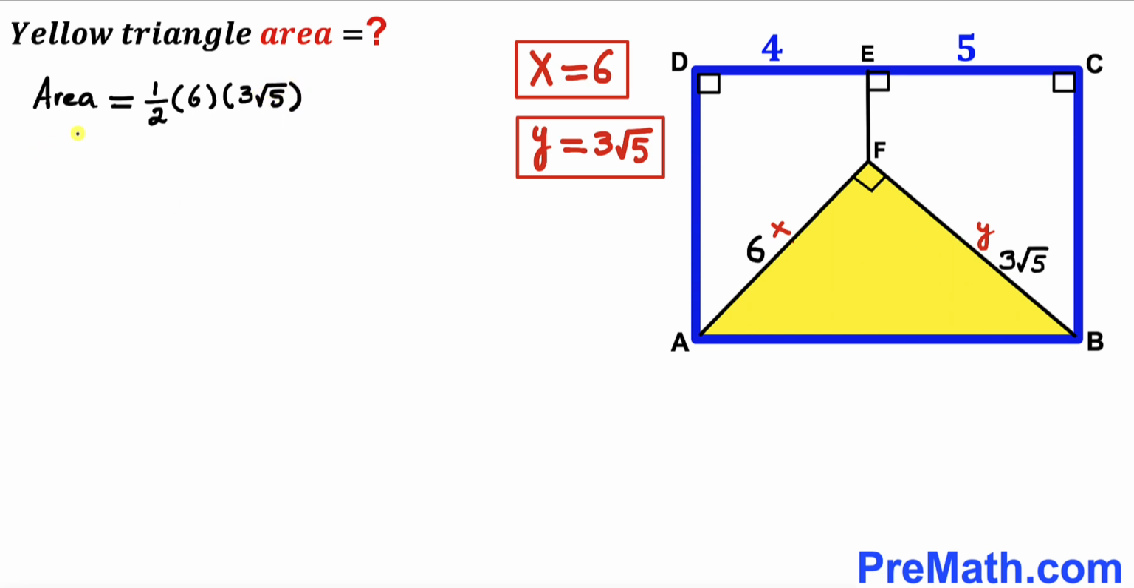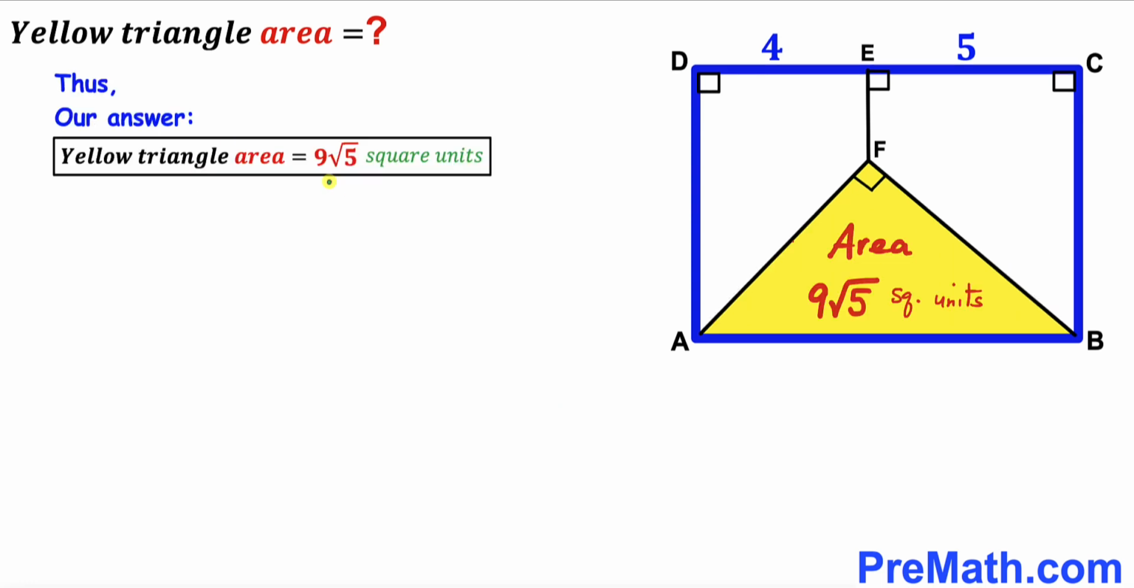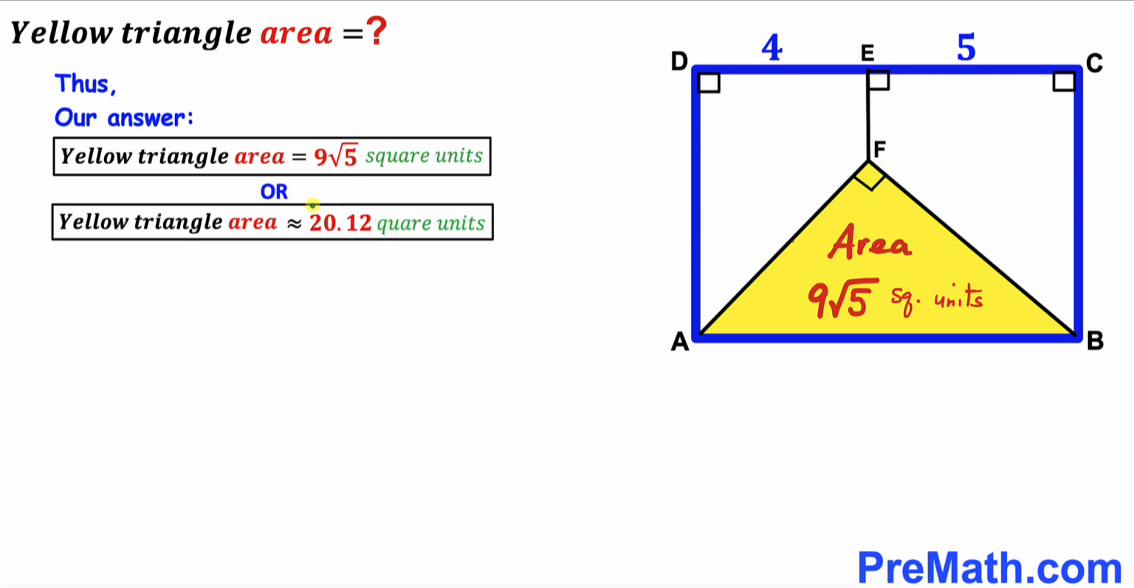If we simplify the right hand side, the area of this yellow shaded triangle turns out to be 9 times the square root of 5 square units. Thus the area of this yellow shaded triangle is 9 times square root of 5 square units, and that is approximately equal to 20.12 square units as well. And that's our final answer.